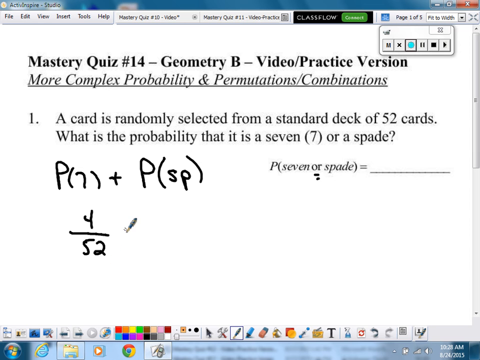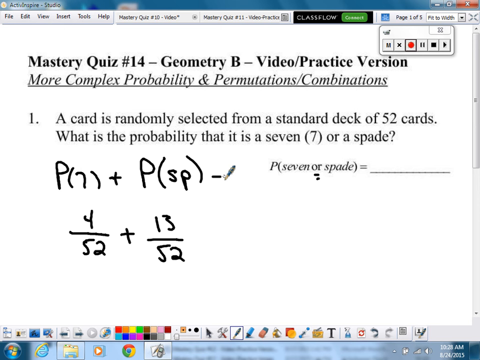And how many are spades? There's 13 cards that are spades out of 52. Again, if you look at your diagram, get a deck of cards, take a peek. It'll help you understand where all these numbers are coming from. But the problem in this particular case is one of the 7s is also a spade. So that card has actually been counted twice here.